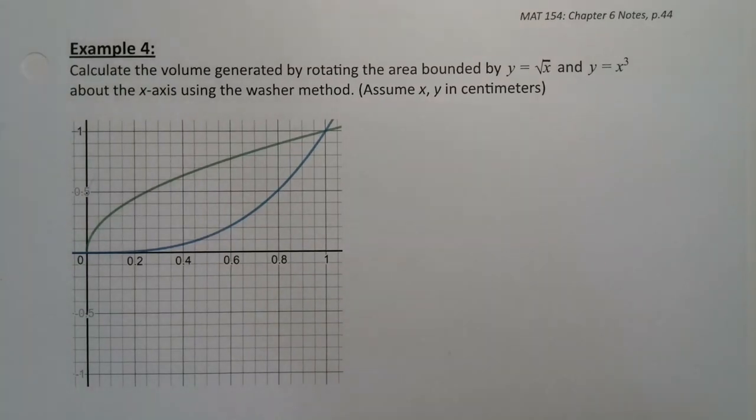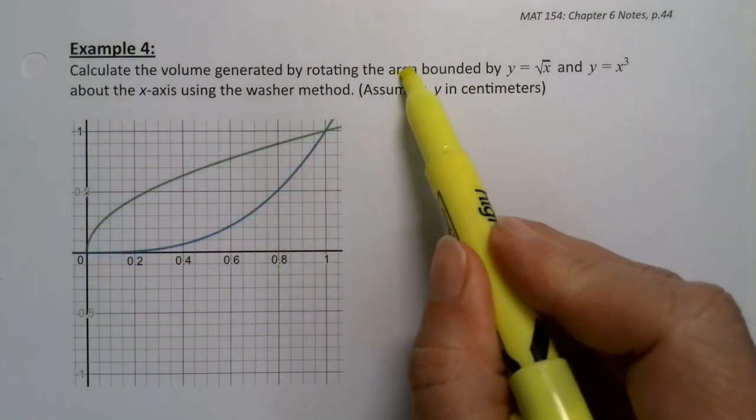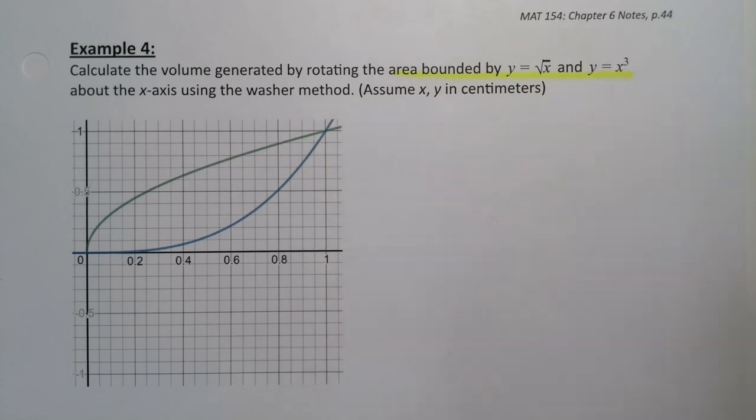So now it's time to put the washer method into action with this particular problem right here. So we want to calculate the volume generated by rotating the area bounded by the curves y equals the square root of x and y equals x cubed.